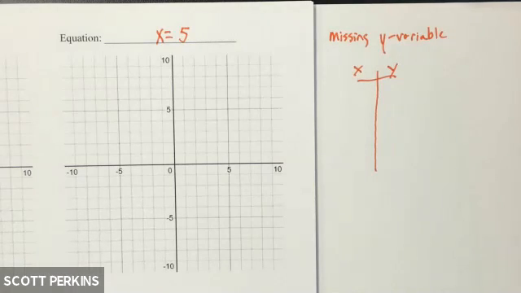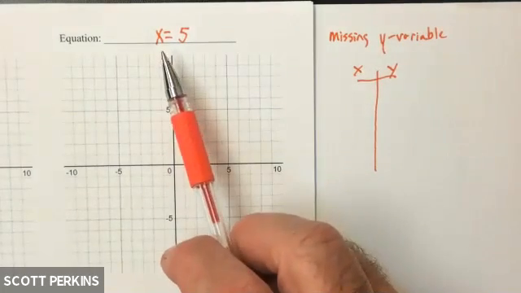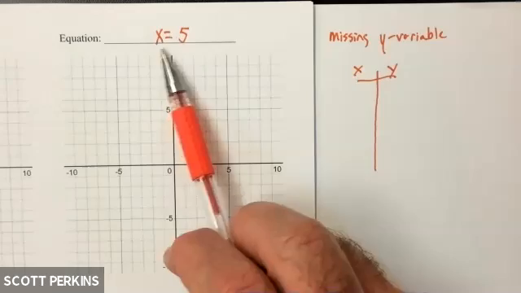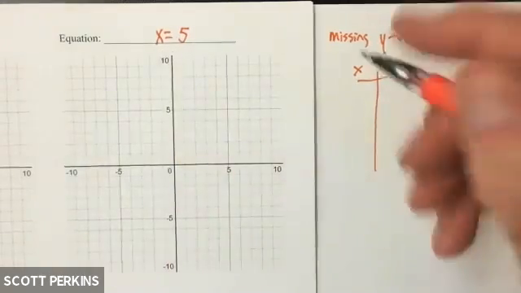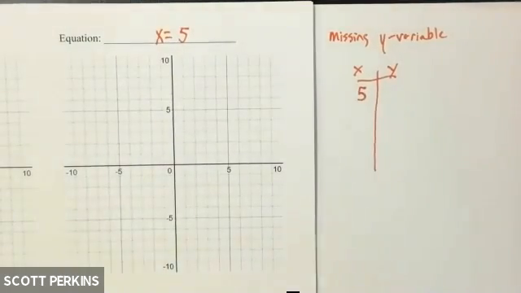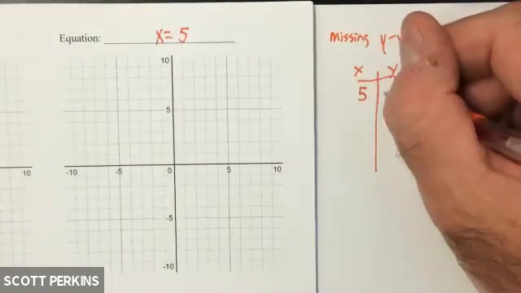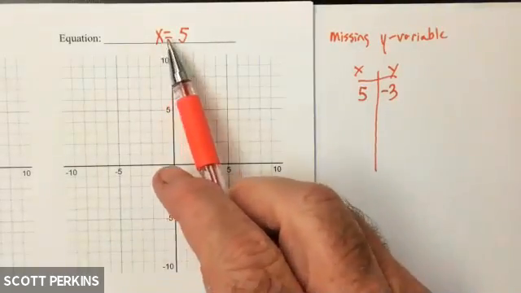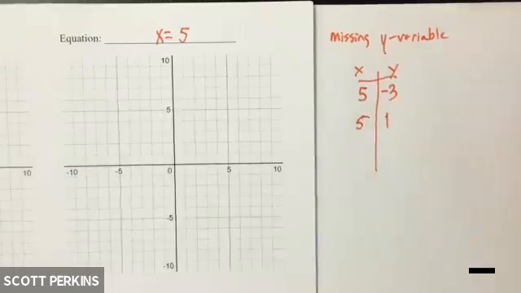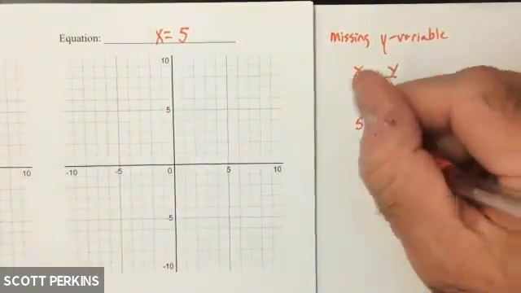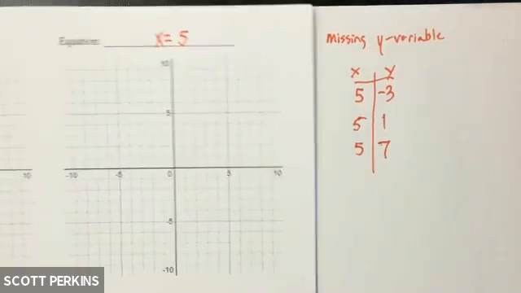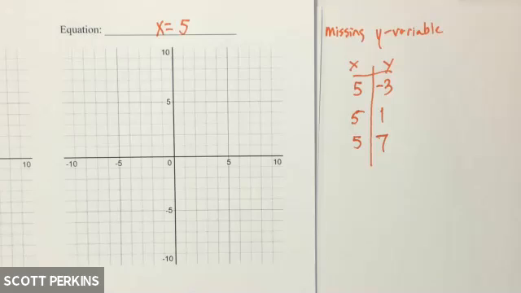But when I go to pick the values, this equation says no matter what, the only x value that matters on this graph is 5. So if the x value is 5, this equation says nothing about the y value, so I can pick any ones that I want. So I'm going to pick the y value -3. This says x has to be 5. Okay, so 5, and then the y value, let's just say, is going to be 1. And then the x has to be 5. So 5, and let's say the y value is going to be 7. Doesn't matter, just trying to pick different numbers so I don't get in a rut.